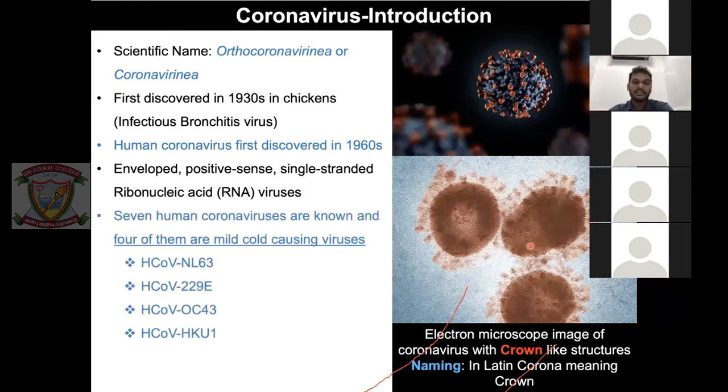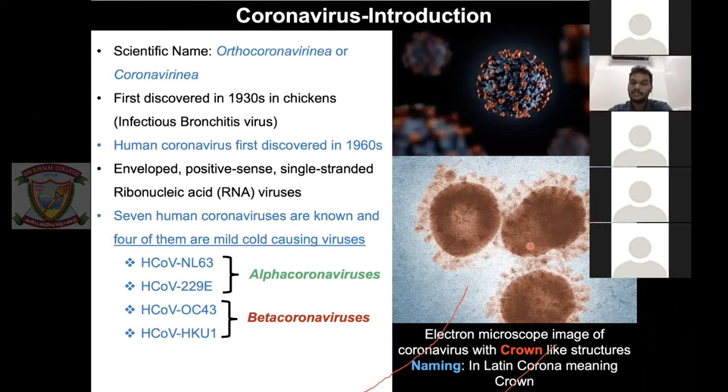There are 7 types of human coronaviruses known, and 4 of them are mild and cause colds and mild respiratory infections. The 4 mentioned here are HCoV-NL63, 229E, OC43, and HKU1. So these 4 coronaviruses are mild. Among these, 2 are classified as alpha coronaviruses and 2 as beta coronaviruses. So what is this alpha, beta? Not just alpha and beta: there are 4 different sets of coronaviruses classified as alpha, beta, gamma, and delta.